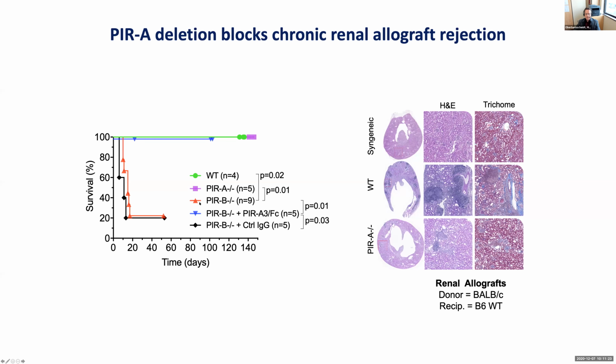But when we transplanted into PIR-B knockout recipients, so PIR-B is the inhibitory receptor, we observed fairly early allograft rejection. And this was also the case when we transplanted into PIR-B knockout recipients and treated with a control IgG. But when we added the PIR-A3 Fc fusion protein, so remember now this is blocking the PIR-A3 class 1 interactions, we also observed prolonged allograft survival, indicating that there is a role for PIR-A in chronic renal allograft rejection.